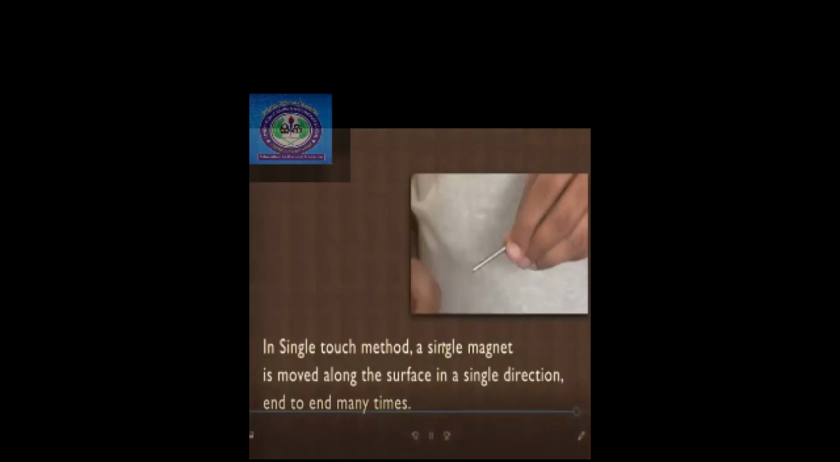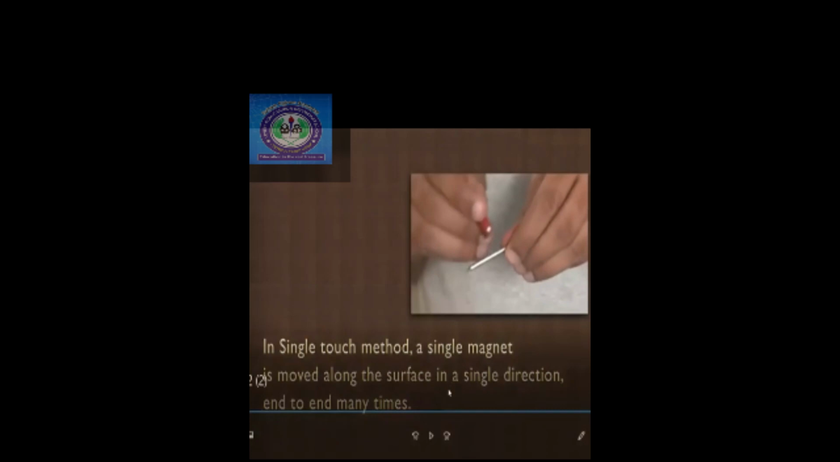In the single touch method, a single magnet is moved along the surface of the nail in a single direction. Make it a point that you need to use it in a single direction. If you are using a back direction, then rub it in a back direction only. And if you are using a front direction, then you need to rub it in the front direction only, right? If you are going clockwise, go clockwise. If you are going anti-clockwise, then rub it anti-clockwise only. Because if you change the direction of the rubbing, then it will not be able to magnetize itself.